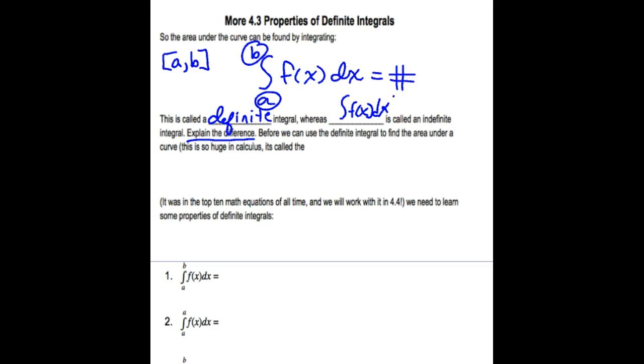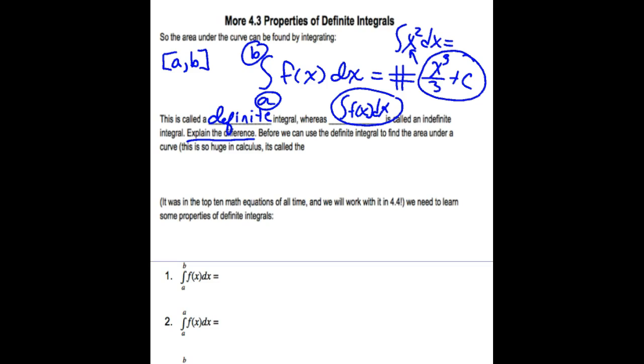Whereas the indefinite integral does not have the limits, and that indicates to do a process. For example, when I did this in a previous section, we said, well, that's x cubed over 3 plus c. It gave me a whole family of functions whose derivative is this. It was a process called antidifferentiation. The definite integral is giving us an area under a curve or a number.